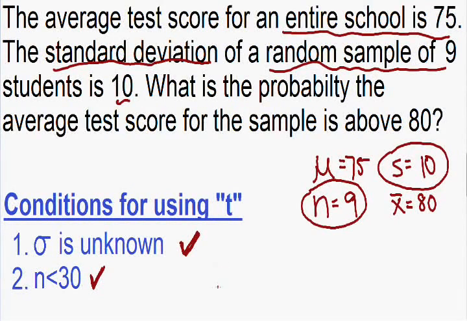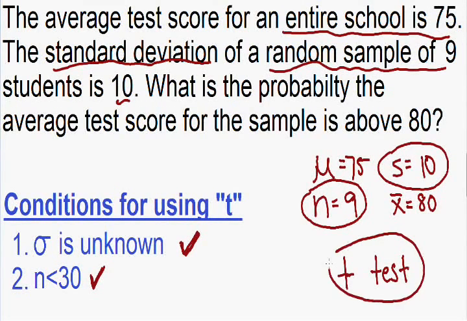So for this example, we would definitely use a t-test, since both our conditions have been met. And our formula for using t in this example would be the average of the sample minus the average of the population, all divided by the sample standard deviation all over the square root of the sample size.